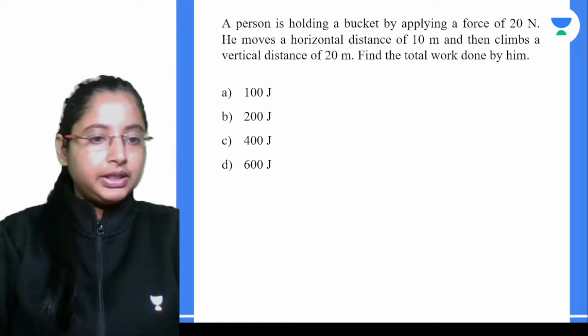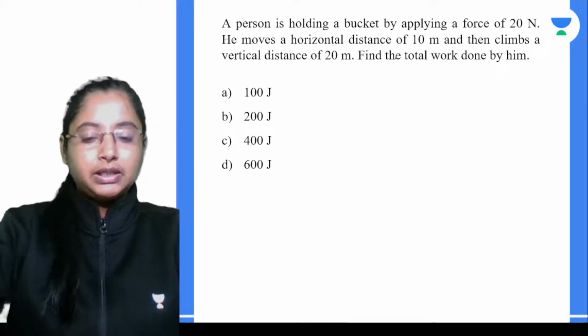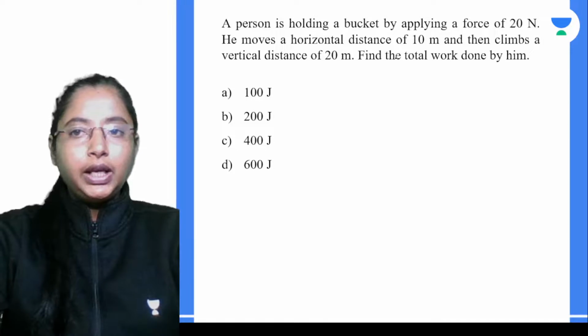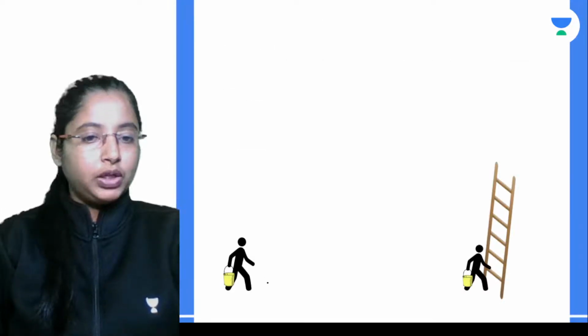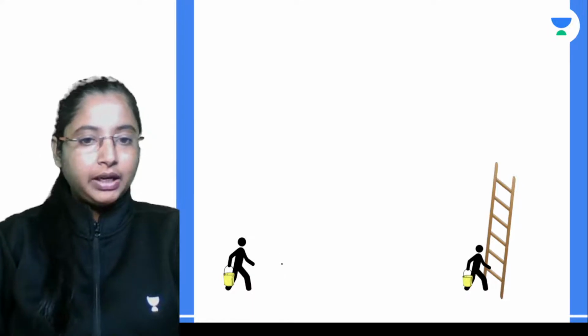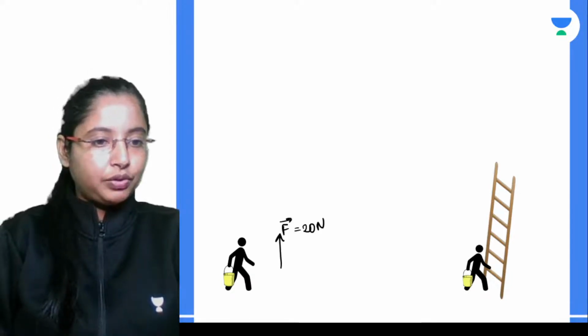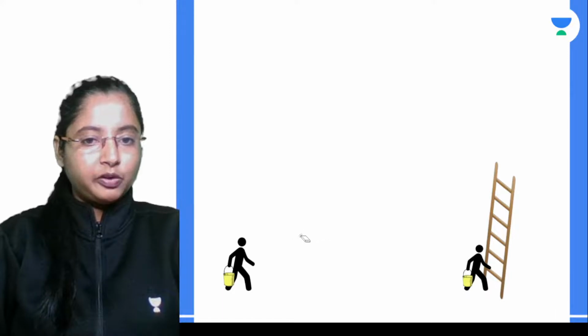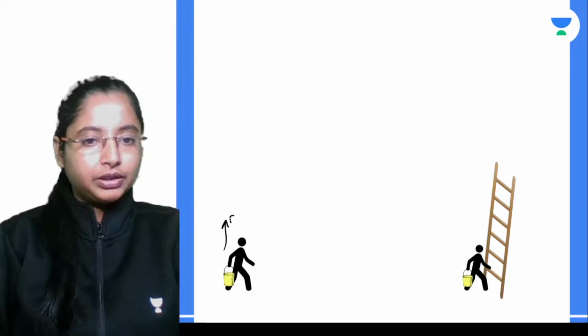So in this case, a person is holding a bucket by applying a force of 20 Newton. When you lift up the bucket, you're applying a force in this direction. This force is around 20 Newton. So there is a force applied on the bucket by the person, and that is upwards over here.